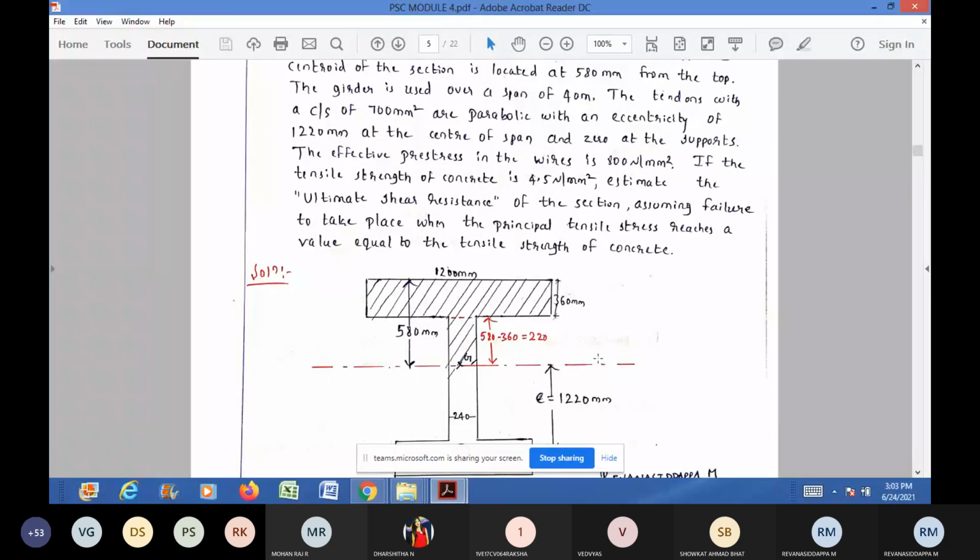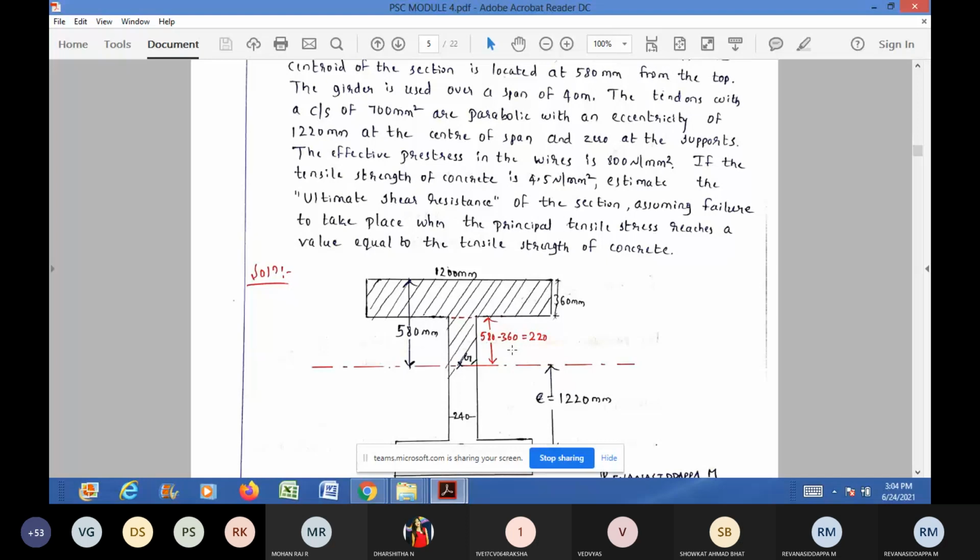So the moment of first rectangle: the height of this first rectangle, formed by this web portion, is not known, you need to calculate it. You know the distance of centroid from the top fiber, that is 580 mm. 580 minus this thickness of flange, if you do, you will get height of this particular rectangle. In the red text I have written 580 minus 360 is equal to 220 mm. If you have not written it, write it, because it is required to calculate the moment of the area.